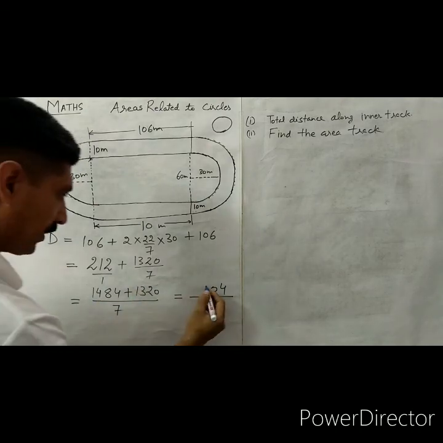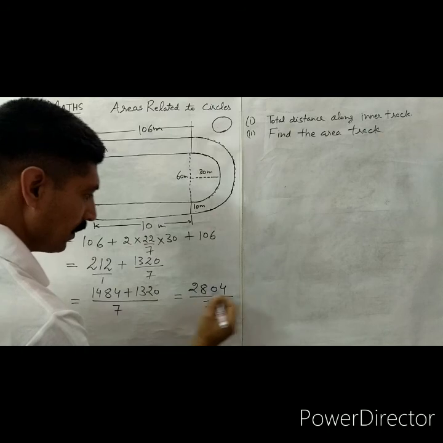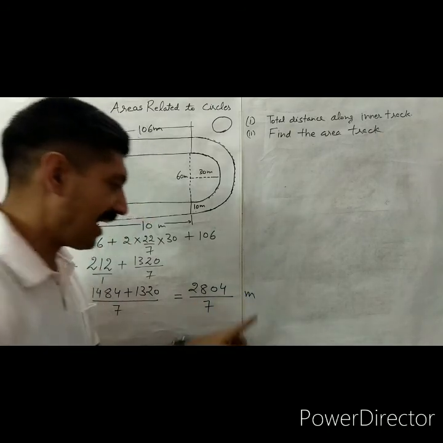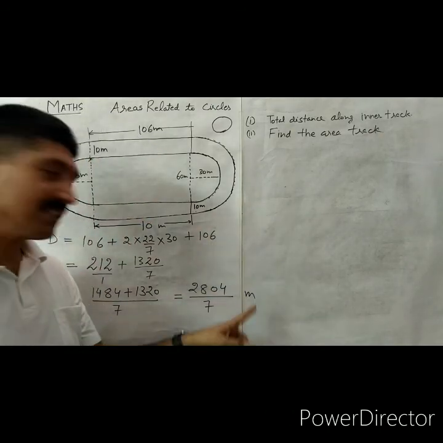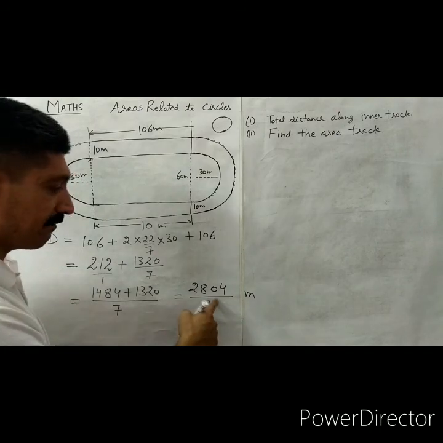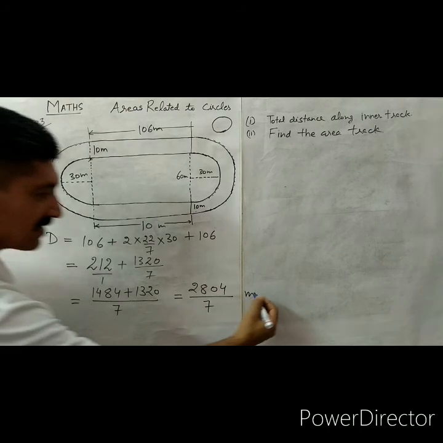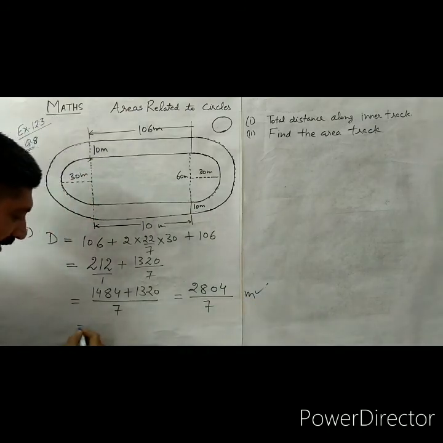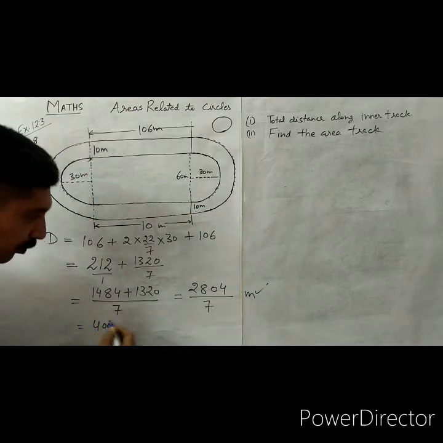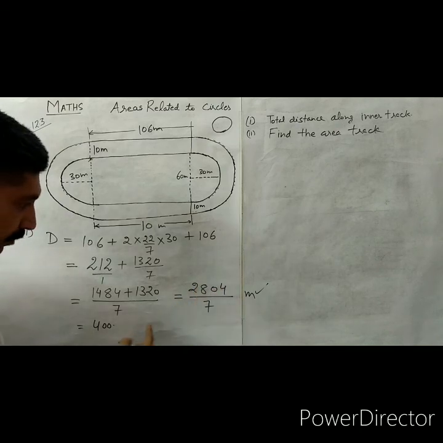It is 7 plus 1, 8, and it is 2 meter. Distance is always in meter, whereas area is in meter square. So here if we go on dividing, although this is the answer here, approximately it is 400.57 meter.